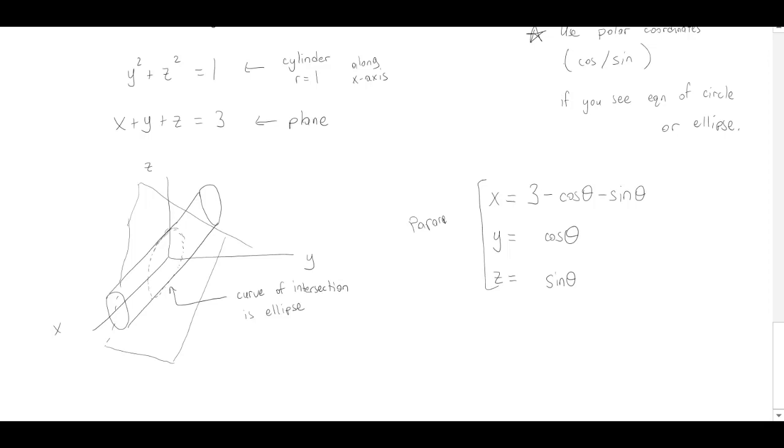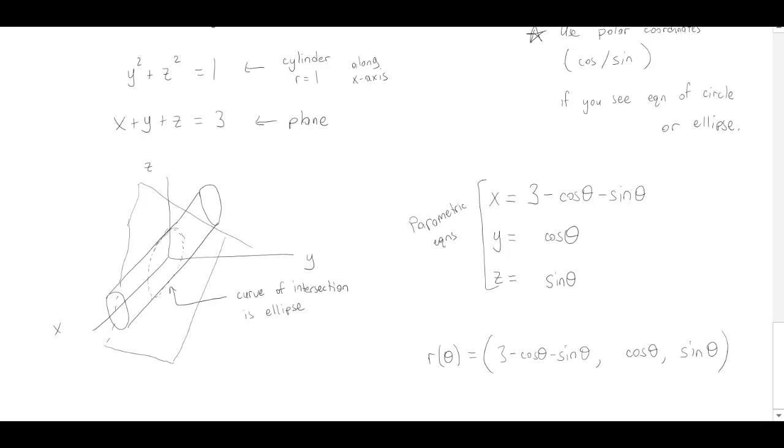Parametric equations. So if you want to write it out in the form of a parameterization, r of theta is: for x, it's 3 minus cosine minus sine; y is cosine; z is sine. Okay? That would be a parameterization for the curve of intersection. Any questions about that?